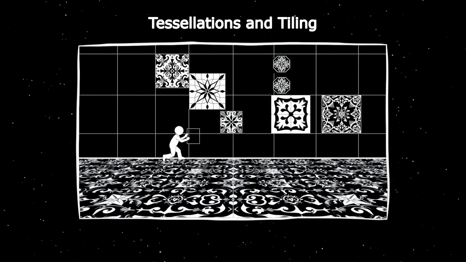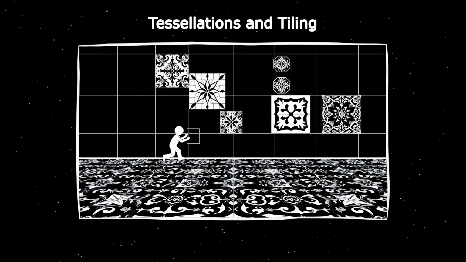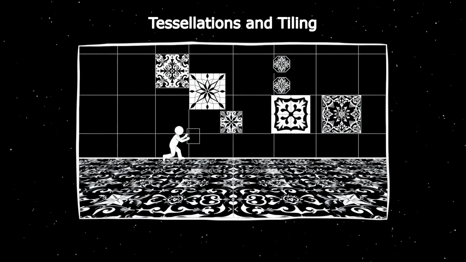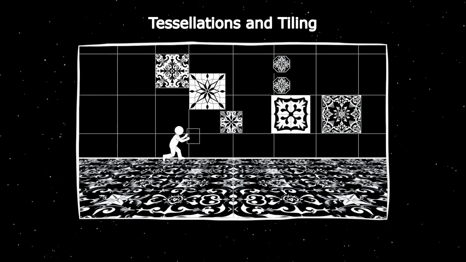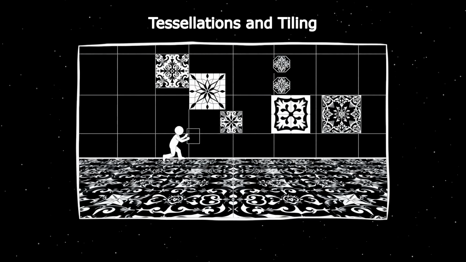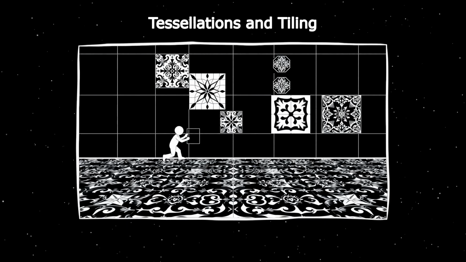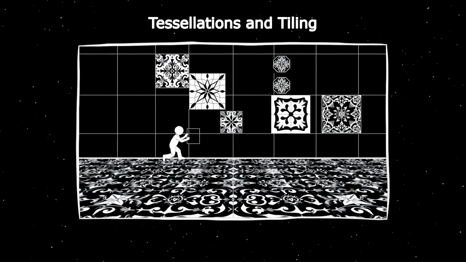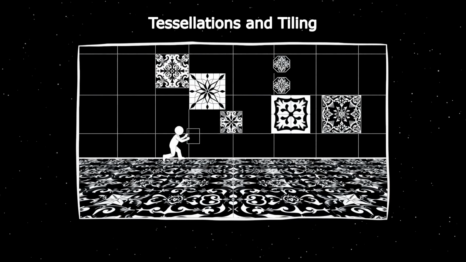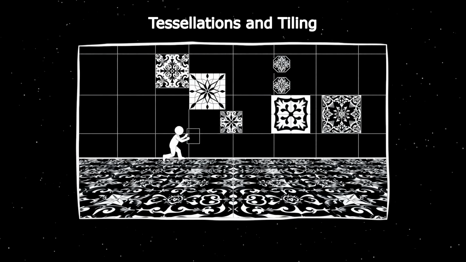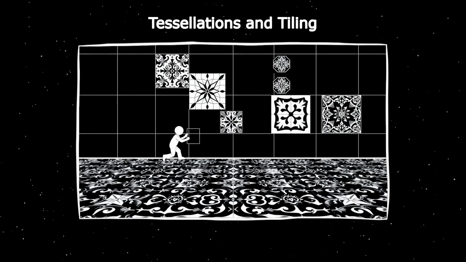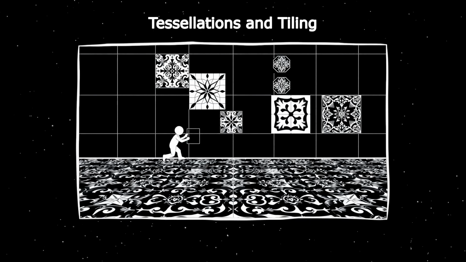This concept transcends mere decoration and steps into the realm of mathematics, art, and nature. Let's explore this captivating world of tessellations and tiling. To start, consider the simplest form of tessellation, regular polygons. A classic example is a square tile.